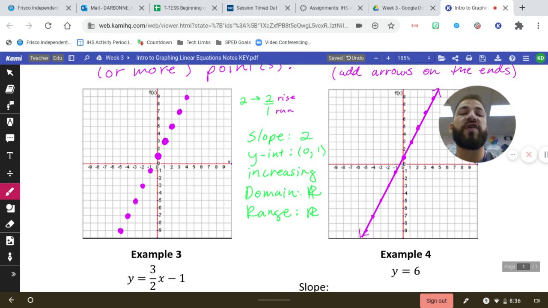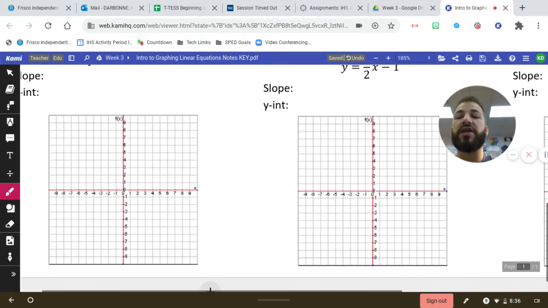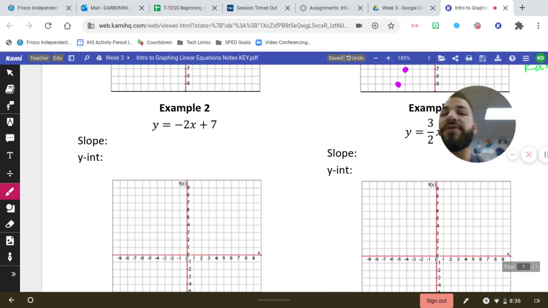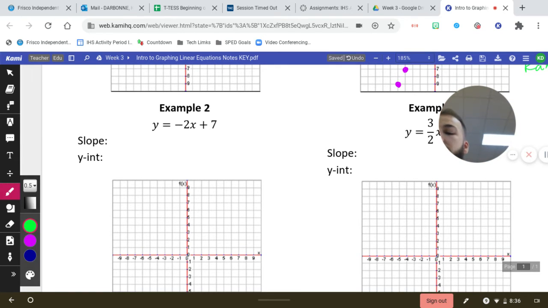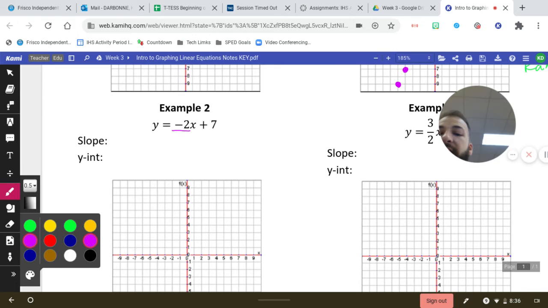So the domain and range for all lines forever are always going to be all real numbers. Okay, so let's look at another one in practice. Example 2, our slope is -2, but I'm going to go ahead and change it to -2 over 1. Our y-intercept is +7, so our y-intercept is (0, 7).